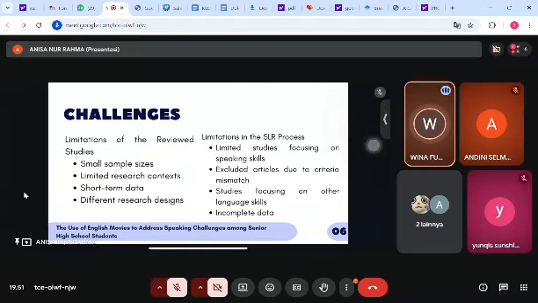In the SLR process, the number of studies focusing specifically on speaking skills was limited. Several articles also had to be excluded because they did not meet the inclusion criteria, focused on other language skills, or provided incomplete data.